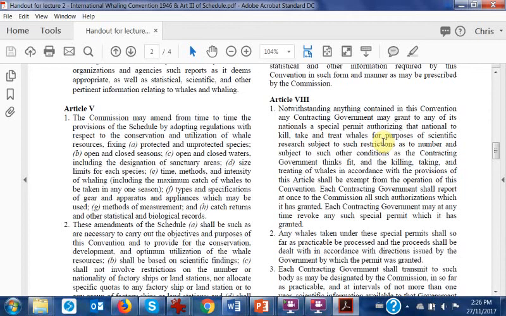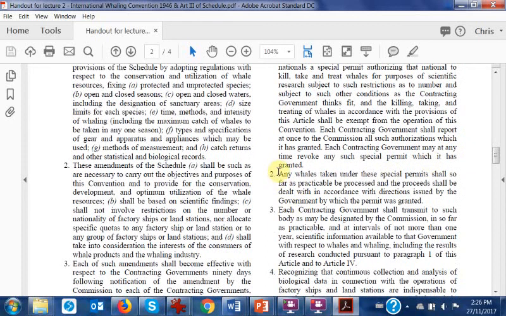Japan continued to say, even though commercial whaling has been banned, under Article 8 we have a legal right to carry out research. And the fact that they ended up being eaten in Japan was authorised. If you look at the terms of the article, any whales taken under these special permits shall, so far as practicable, be processed, and the proceeds shall be dealt with in accordance with the directions issued by the government. So you can chop them up and eat them and earn money from them. And as long as it's research, it's authorised under Article 8.